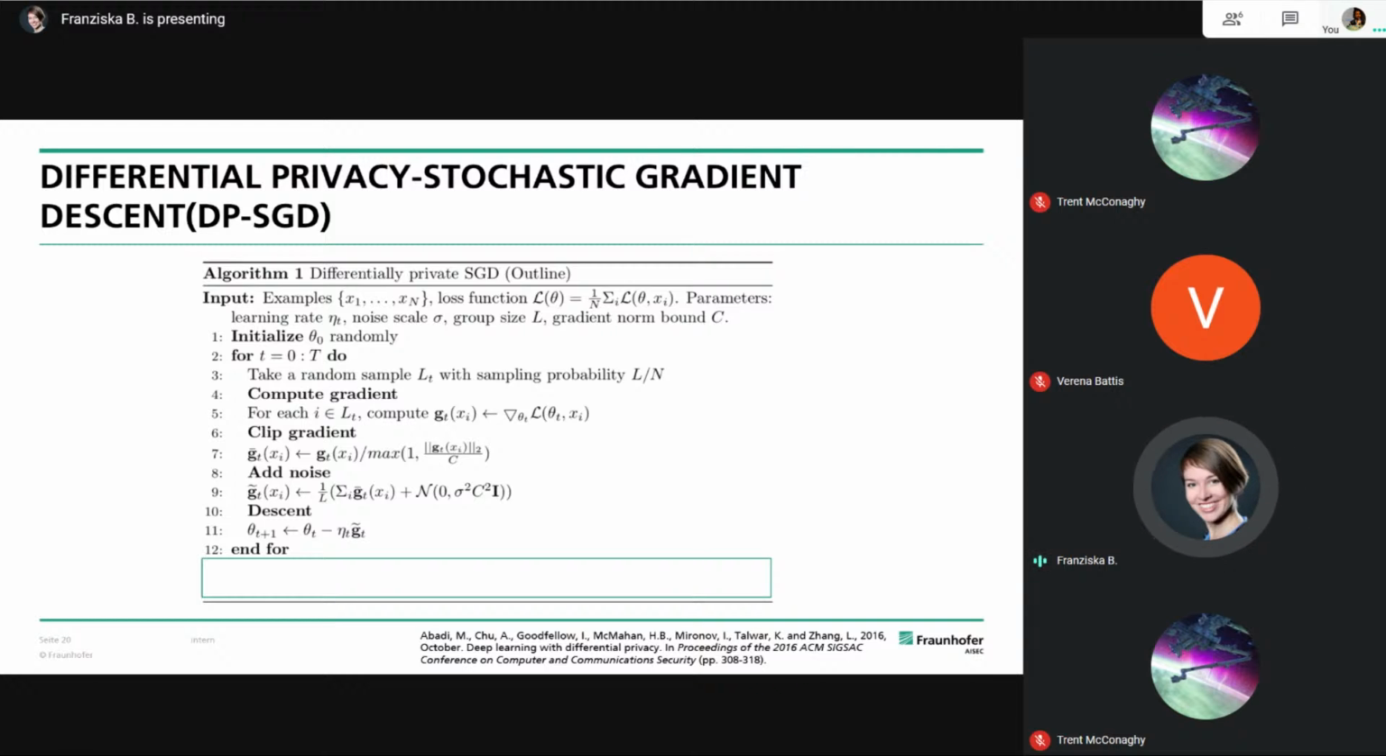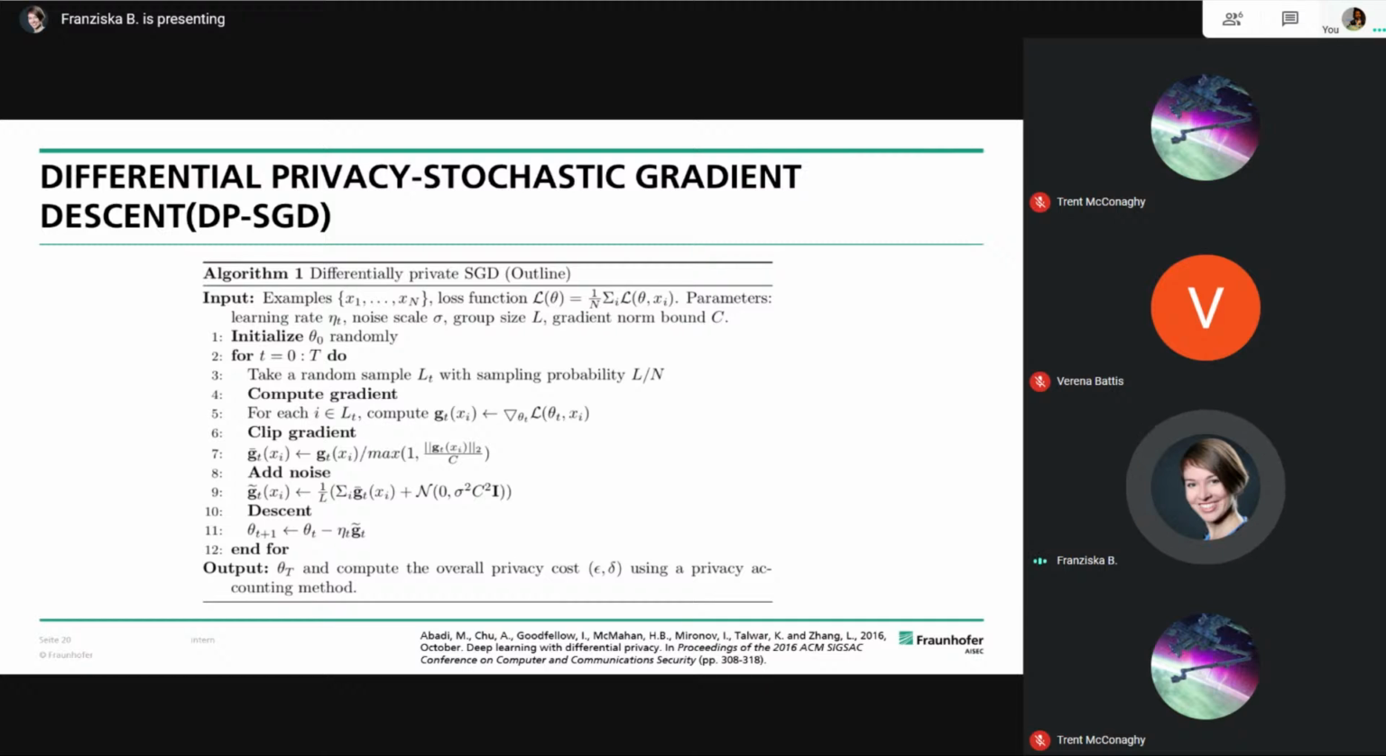So you avoid that a model focuses too much on a data point, or that a data point contributes way too much to your learning process. And then you add some noise from a Gaussian normal distribution, and thereby you obscure the points even more. Then you perform the normal descent step, and you can output the weights like a normal model. And then you can use some privacy accounting methods to compute the values of epsilon and delta from your noise scale, your L2 clip norm, your learning rate, and the number of examples.